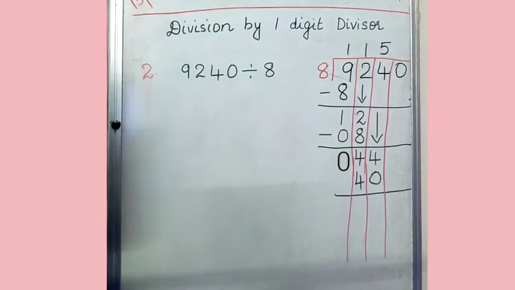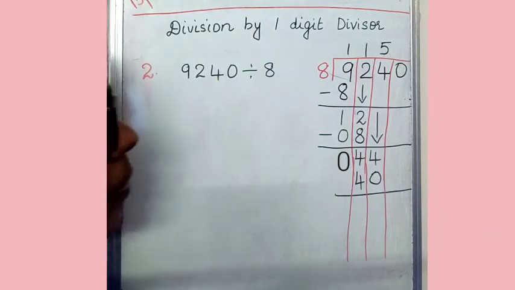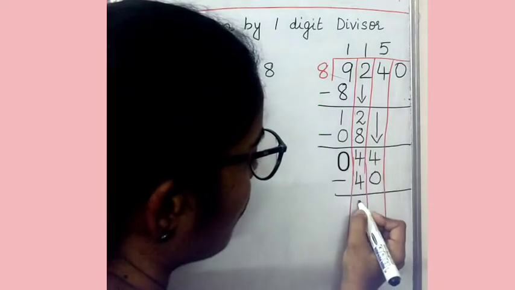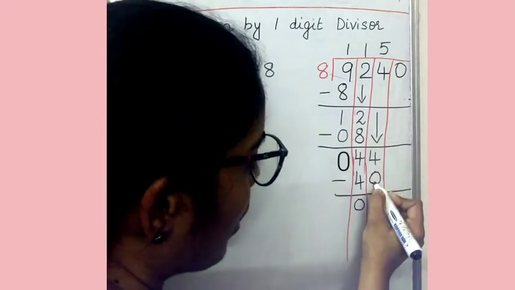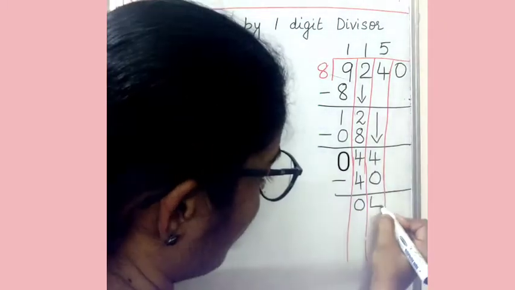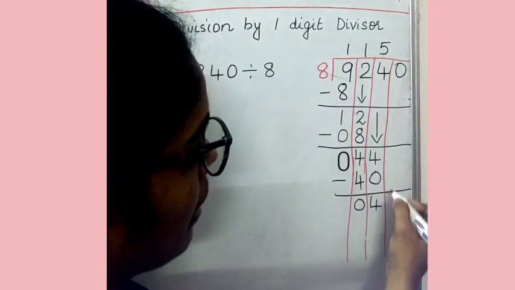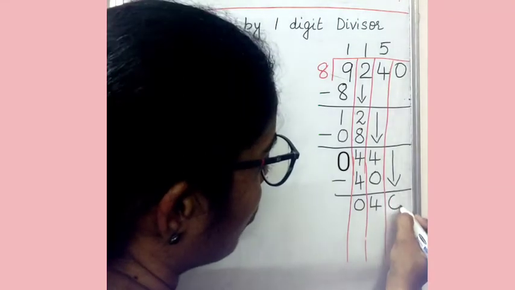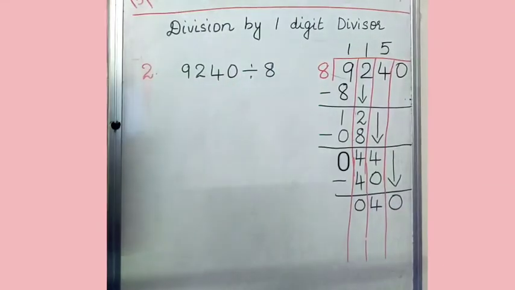All of you put down your pencil and please listen here. We put the subtraction symbol. 4 minus 4, 0. 4 minus 0, 4. It is 4. Then we bring down this 0 to this place. Now it becomes 40. How many times 8 in 40?